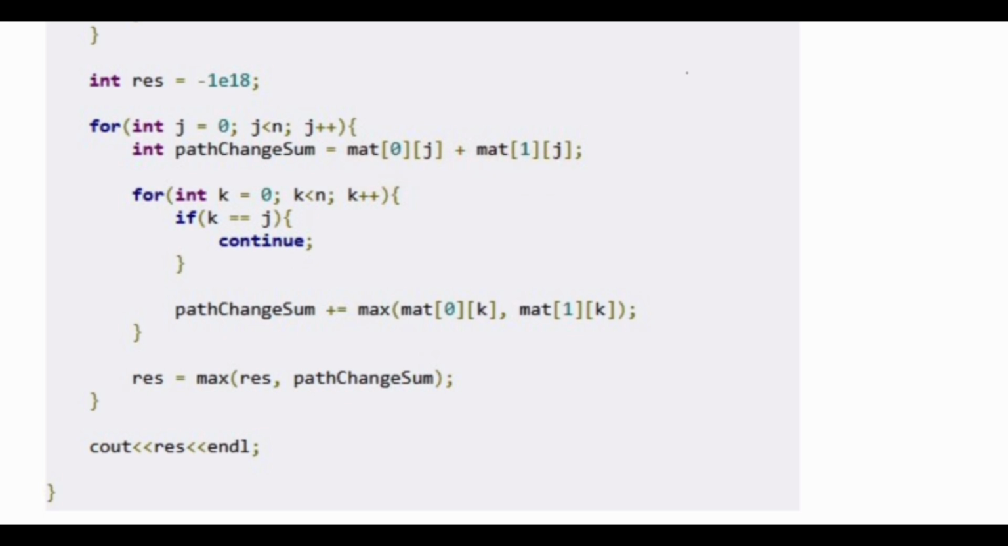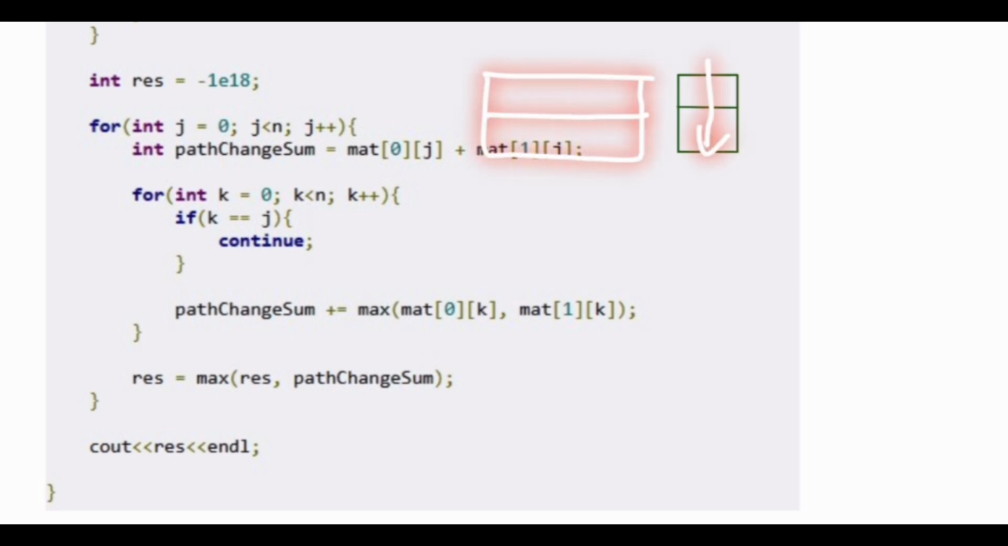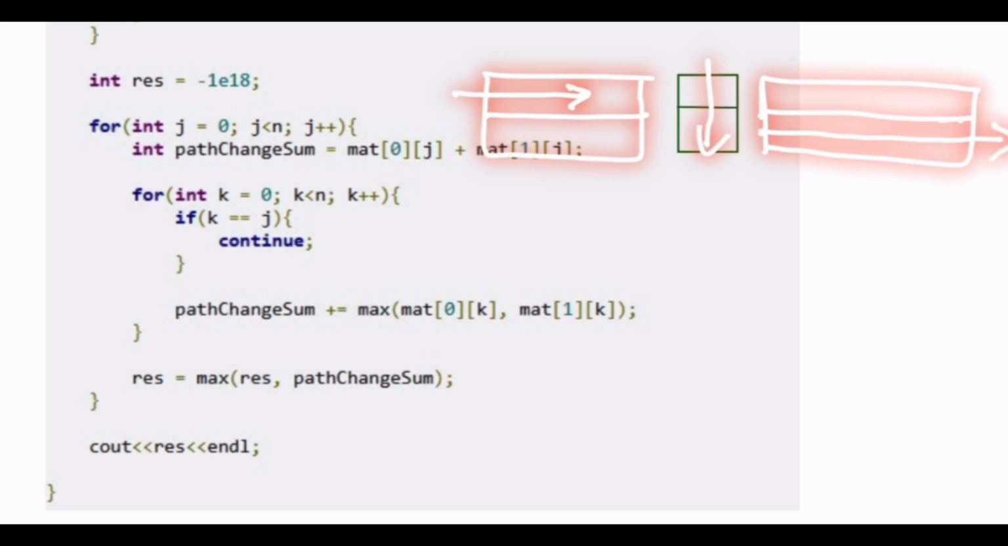So basically we are assuming one of the columns to be the column which is going to be our path change column. Remember, every column to the left of it should have the upper value which is maximum, and every column to the right of it should have the lower value that is maximum. That is how we should place it. But we are not actually placing it. We just have to find out the maximum.